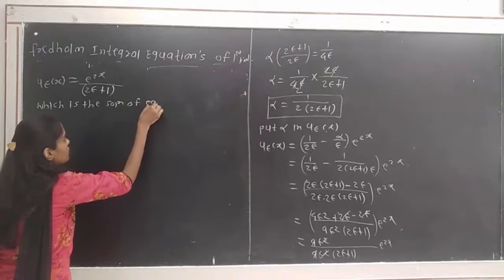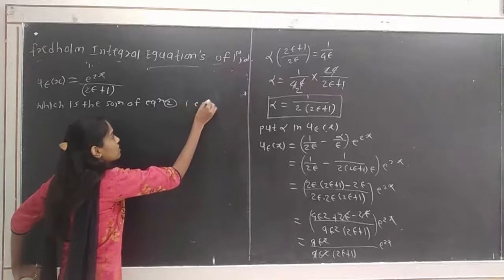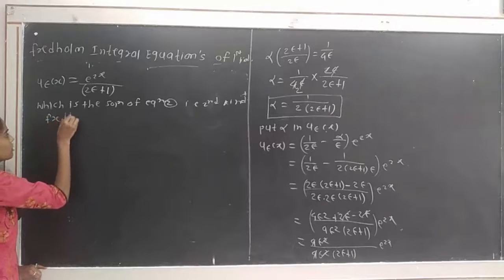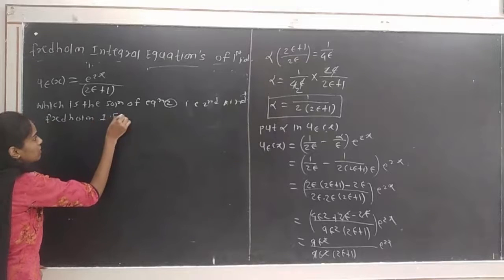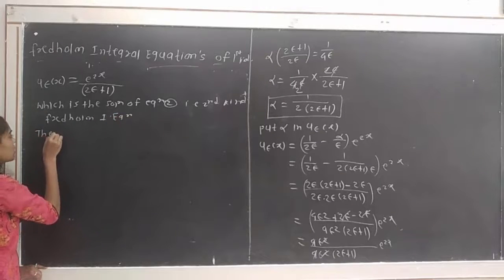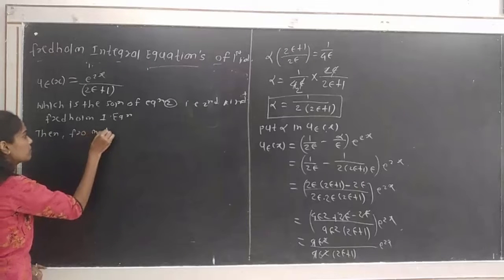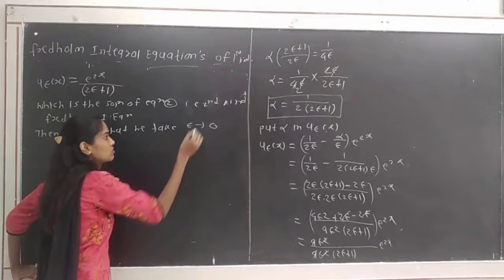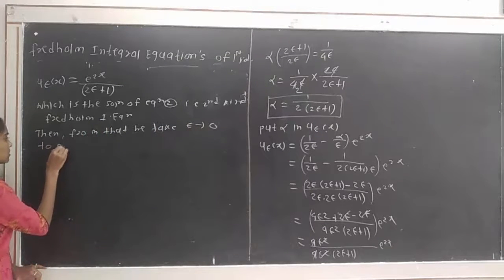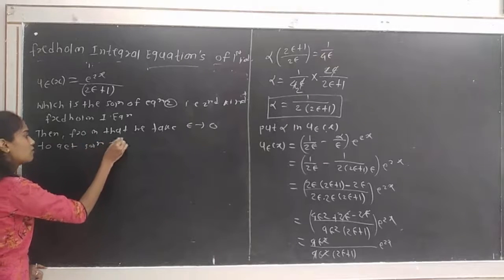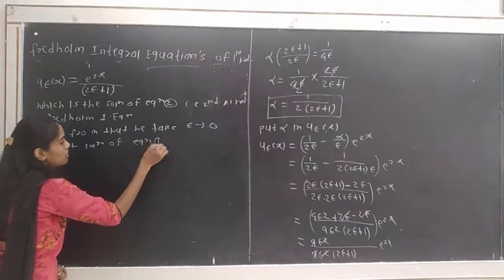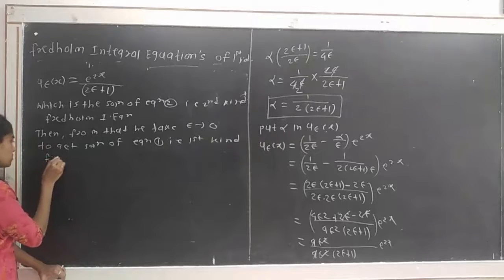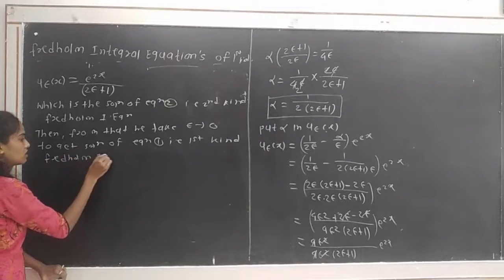of equation number 2, that is the second kind Fredholm integral equation. Then from that we take ε tends to 0 to get the solution of equation number 1, that is the first kind Fredholm integral equation.